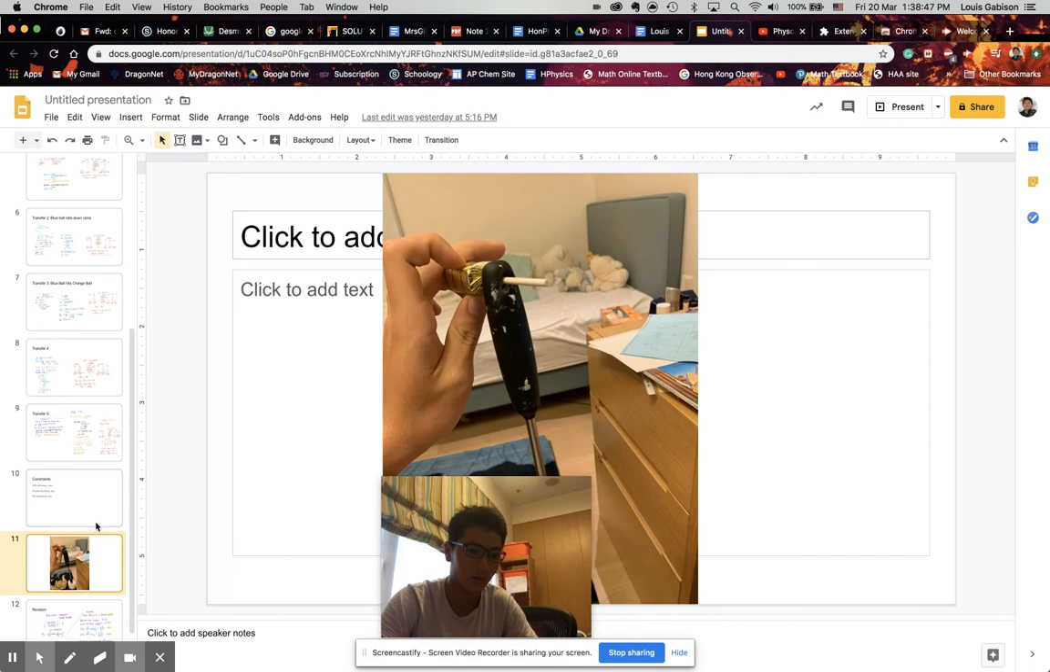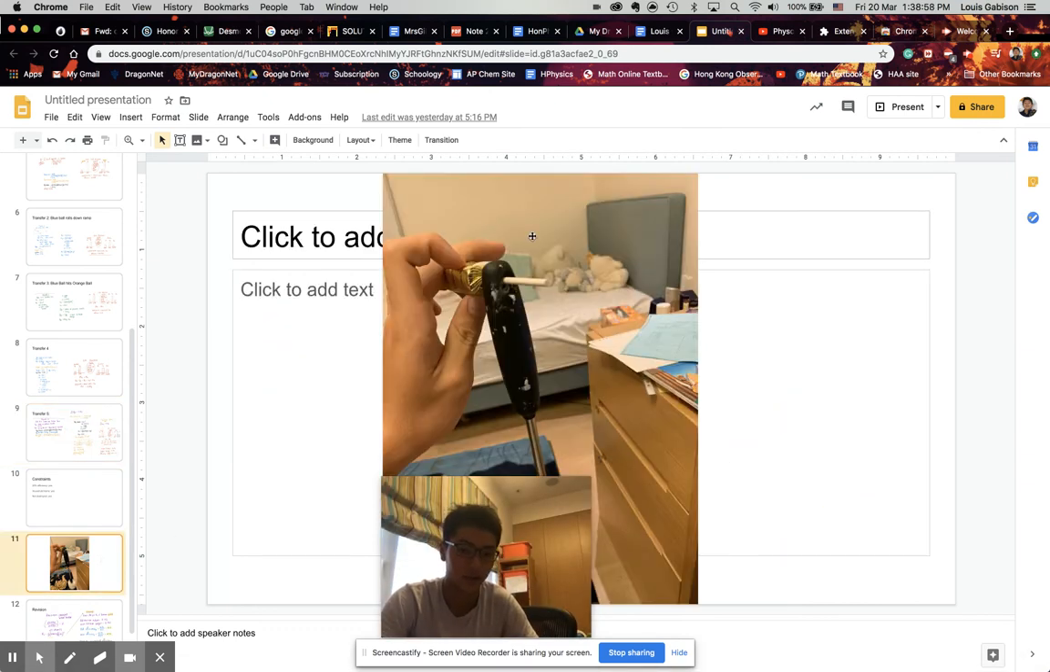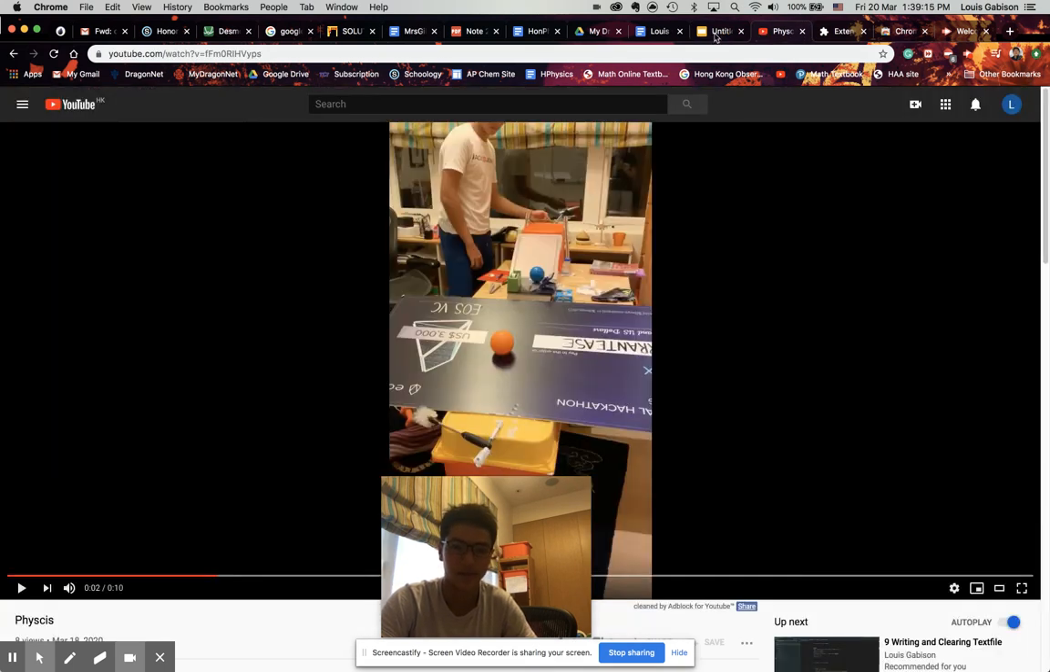But I will note that the biggest source of friction was right here. If we look at this law diagram of transfer 5, we see that there's 0.15 joules of friction there. So that's a lot of friction. So I believe that it was because of this broom here, in between the stick and the broom. So originally I used this to hold the broom up, but then I found that there was even more friction when I used that. So then if you look at the final video here, there's actually a pencil instead, and it fit better.